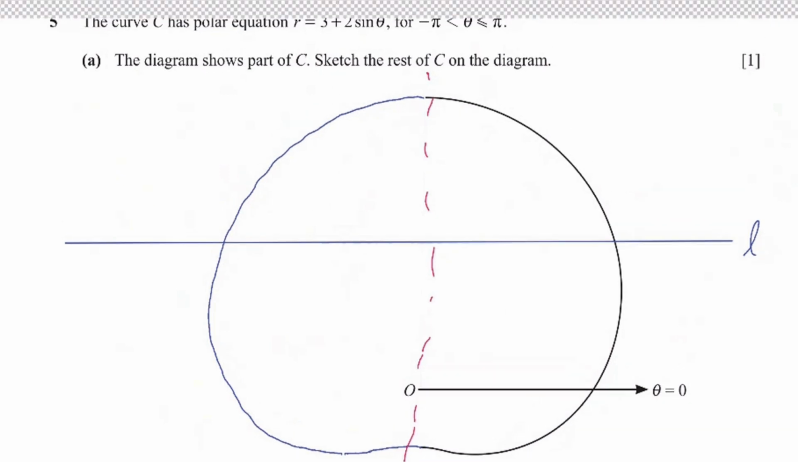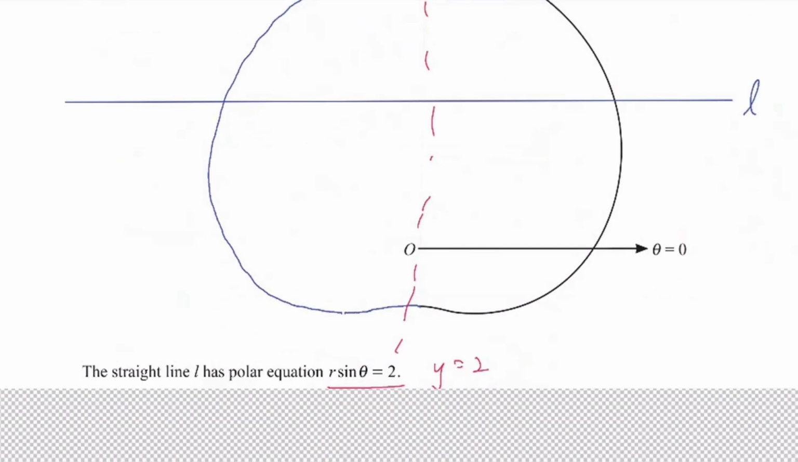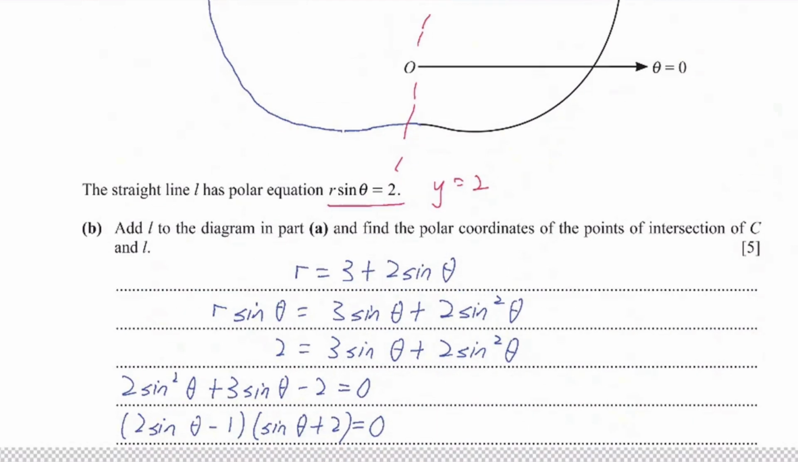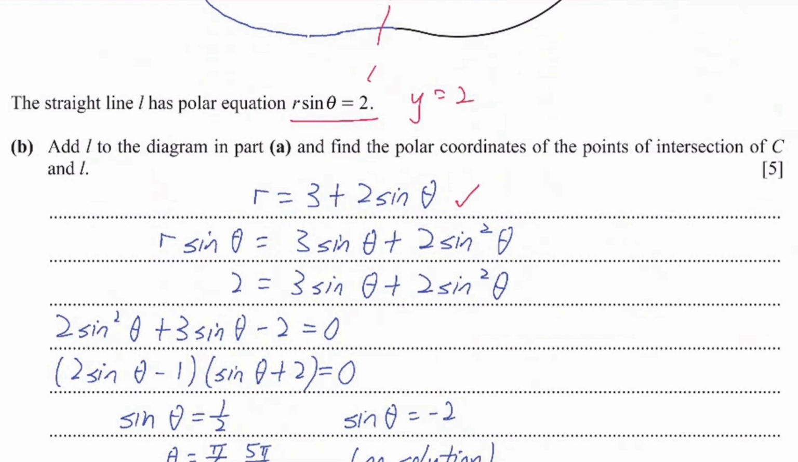We know that at this point here, it is actually y equals 5. So the line y equals 2 is below this highest point, and it just has to cut through the graph at 2 points there. Now we're supposed to find the intersection, starting with the equation of the curve.